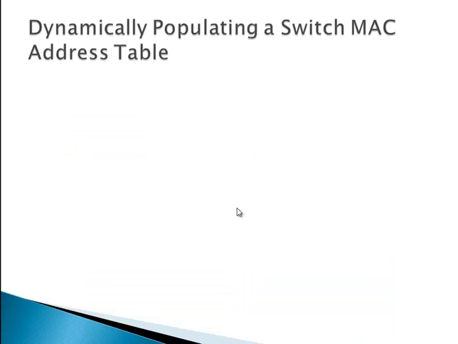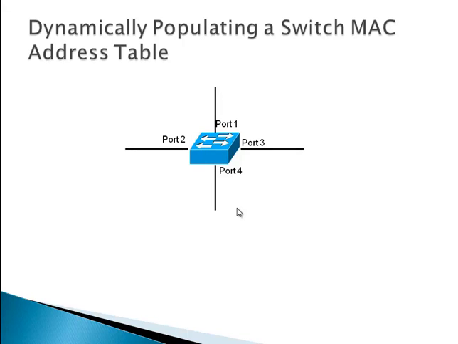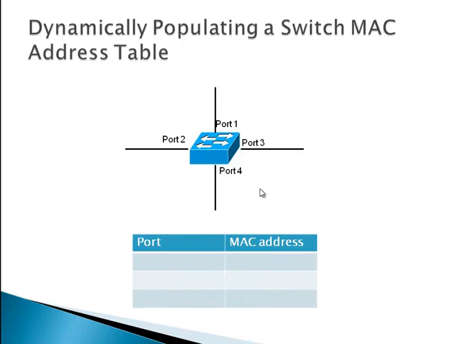Well, how do the switches populate that MAC address table? For example, I have a switch here that has 4 ports: port 1, port 2, port 3, and port 4. Now the switch has this MAC address table that is empty. It knows nothing. So the switch is waiting to receive frames.